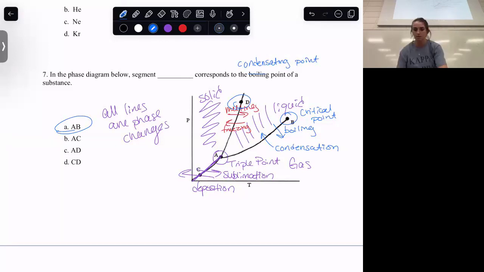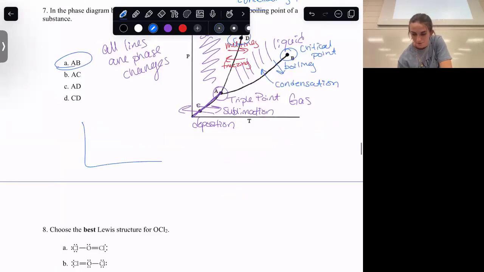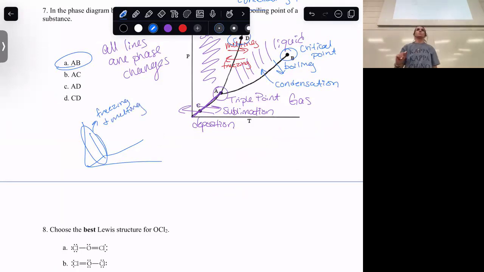Nope, so that's still, even with water, this is still your freezing and melting phase change. You're just getting more dense as you cross it. What other questions?